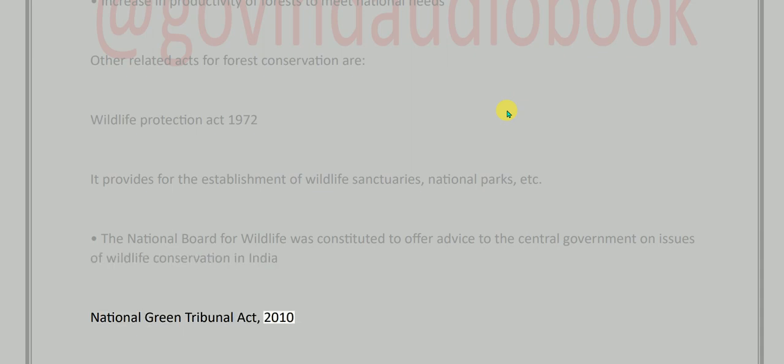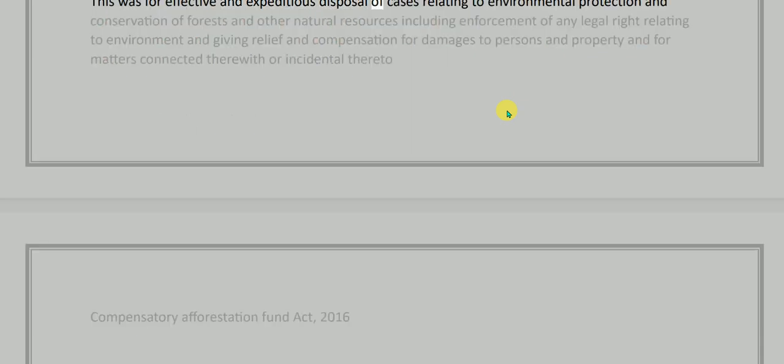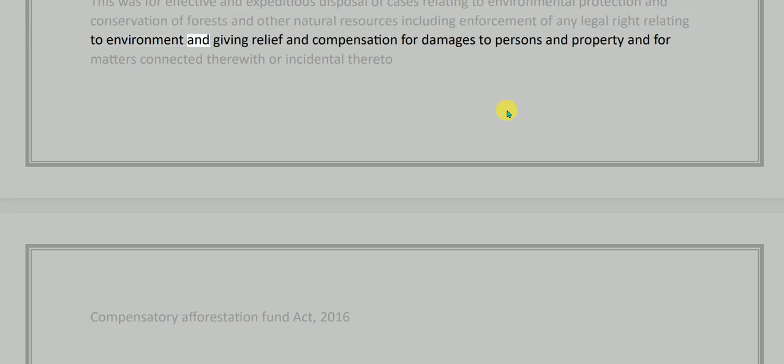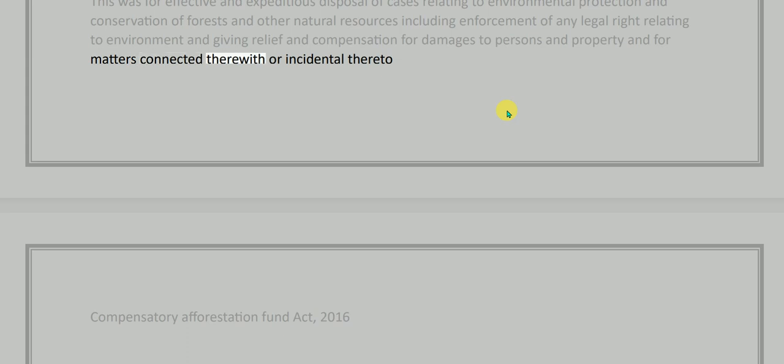This was for effective and expeditious disposal of cases relating to environmental protection and conservation of forests and other natural resources, including enforcement of any legal right relating to environment and giving relief and compensation for damages to persons and property and for matters connected therewith or incidental thereto.